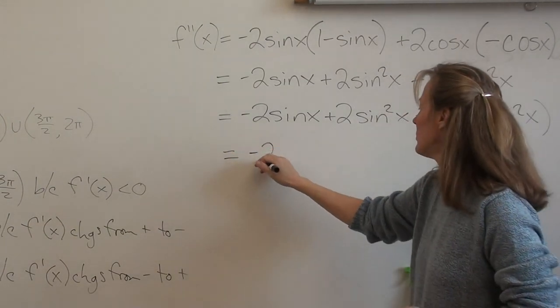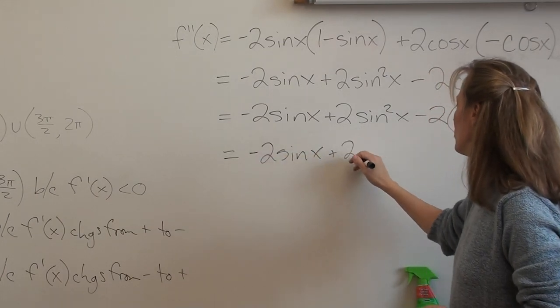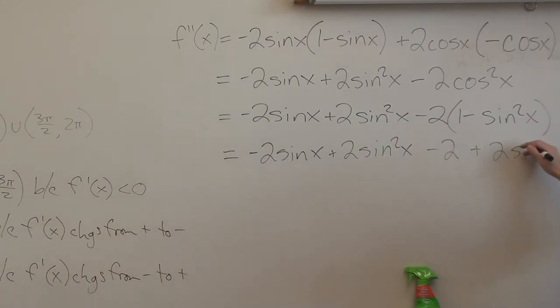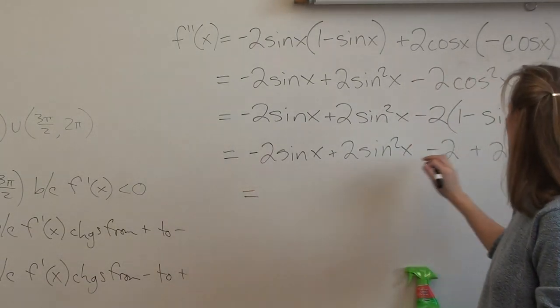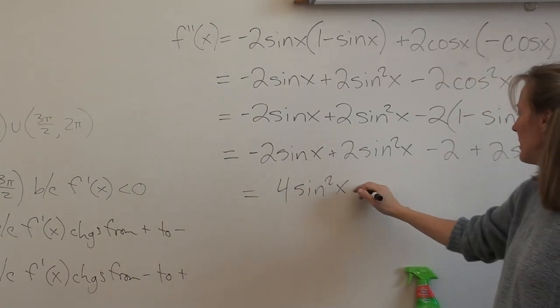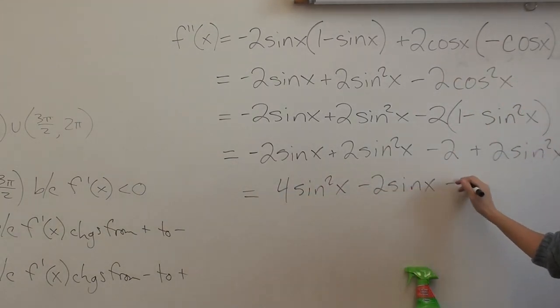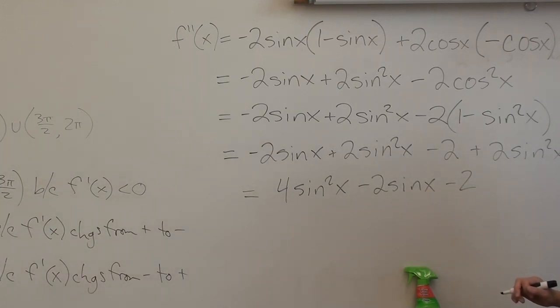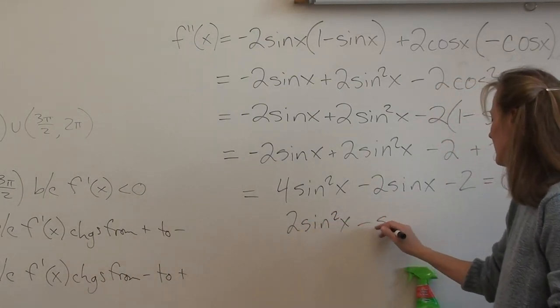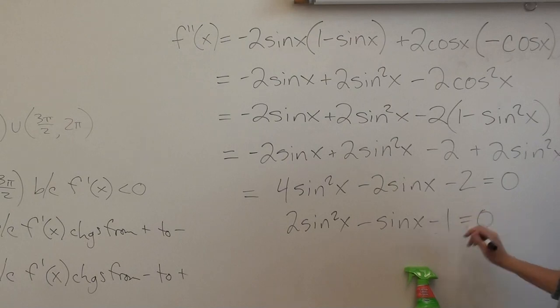So we get negative 2 sine x plus 2 sine squared x minus 2 plus another 2 sine squared x. If we clean it up, we get 4 sine squared x minus 2 sine x minus 2. Now, if we set this equal to 0, the first thing I would do personally is divide everything by 2, so you get 2 sine squared x minus sine x minus 1 equals 0.